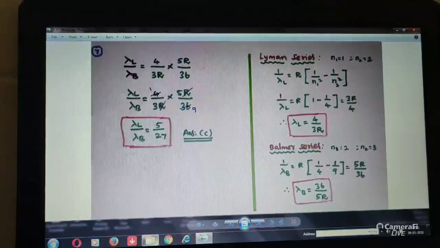So question number 7 is over. Please remember, long wavelength means the very next level. If they mention long distance, that means n2 is infinite. Okay students, next question number 8. Actually it is the last question today.